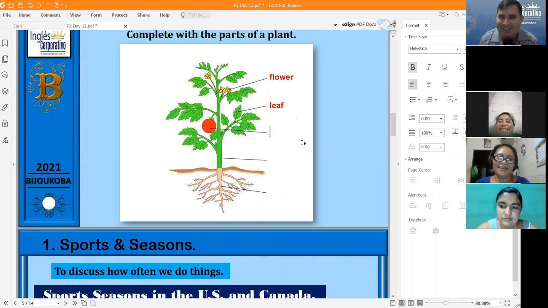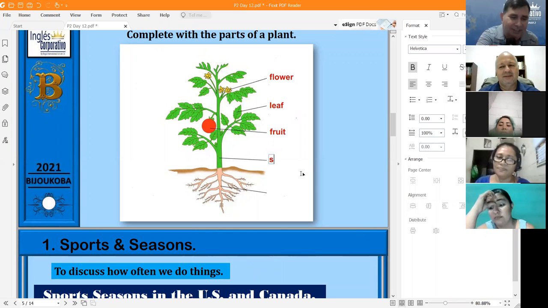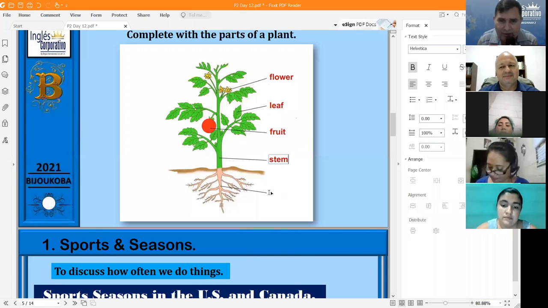And what is the tomato? Ah, what's fruit, a vegetable. The fruit. Fruit. Excellent. And what's the name of this one? Stem. Excellent. This is the stem. The last one is what? The root. Excellent. Yes, root. Very good. We have the flower, the leaf, the fruit, the stem, and the root. Perfect. Wonderful. Good job. You did a very good job. Let's continue.